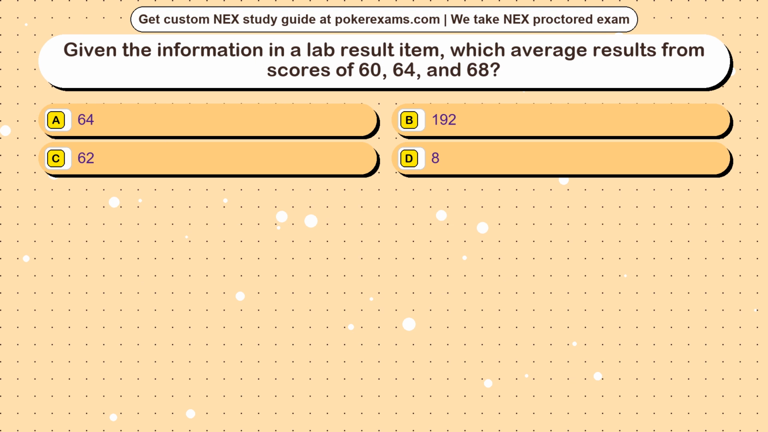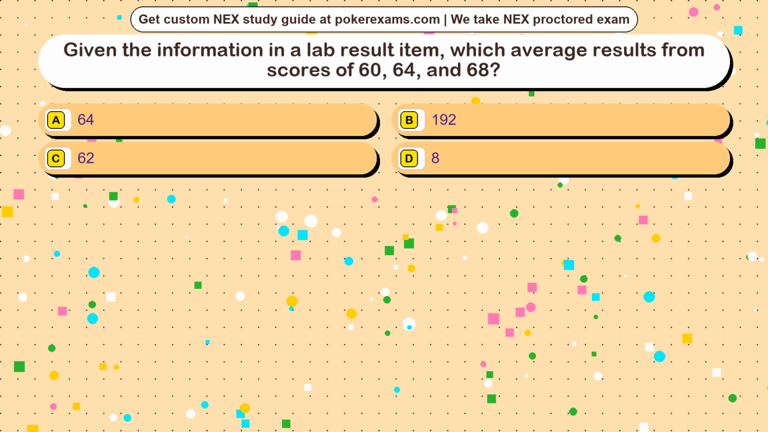Question 6. Given the information in a lab result item, which average results from scores of 60, 64, and 68? Option A, 64. Option B, 192. Option C, 62. Option D, 8.